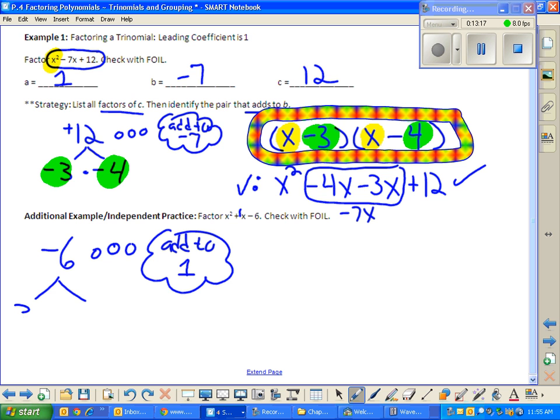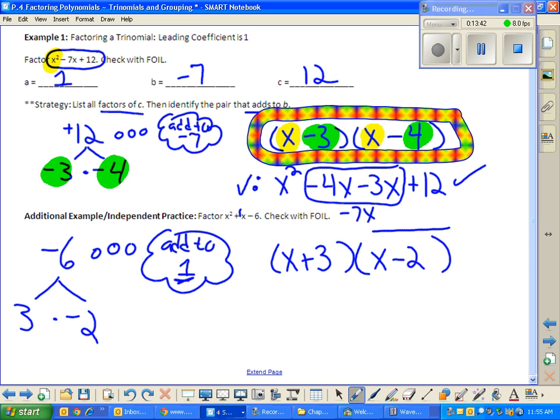3 times negative 2 multiplies to give you negative 6, and 3 plus negative 2 does indeed give you positive 1, so that works. Good job. When you factored it, Chris, what did your answer look like? What goes in the parentheses? Good. And if you FOILed it, did it work there, Chris? Yeah. So you do have to check with FOIL.